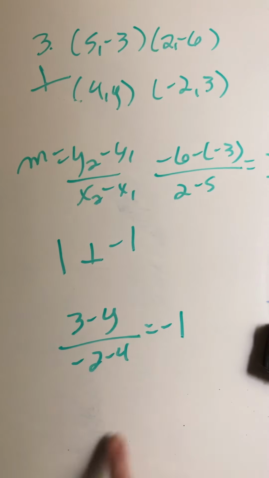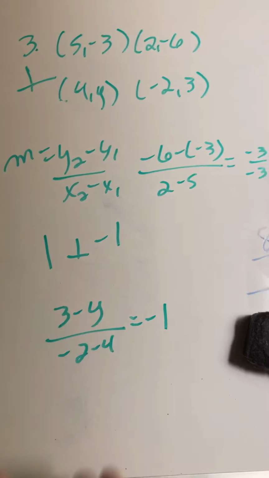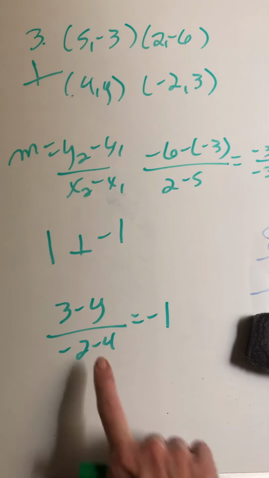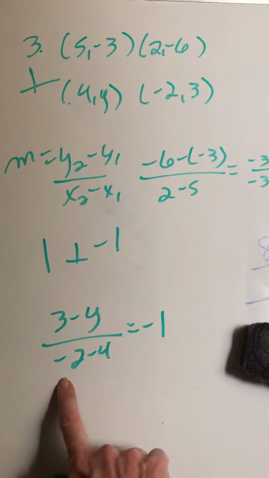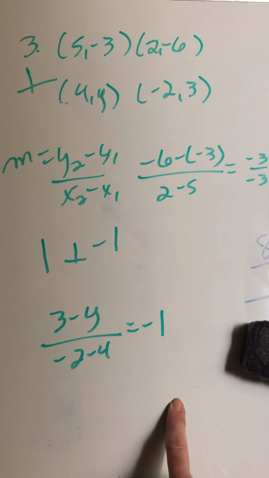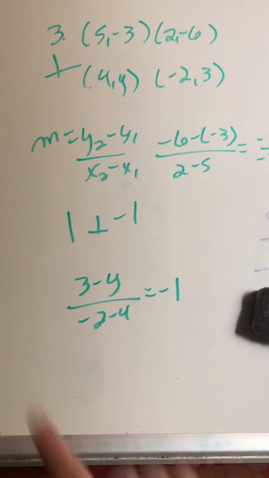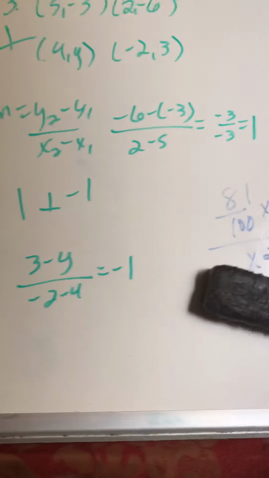Multiply by -6, then you have 3 minus y equals -6. Actually, you'd have 3 minus y equals positive 6, because negative 6 times negative 1 would be a positive 6. Then subtract 3, divide by negative 1. That should finish that out on number 3.